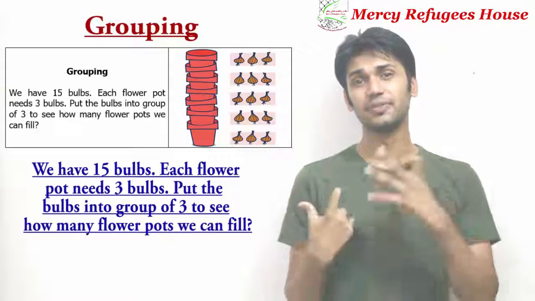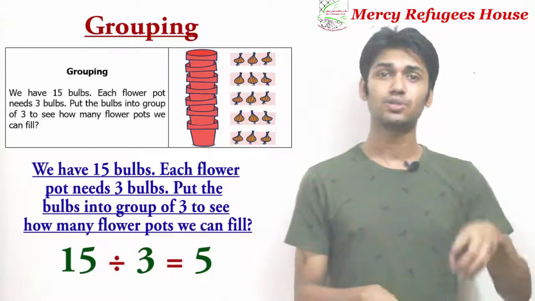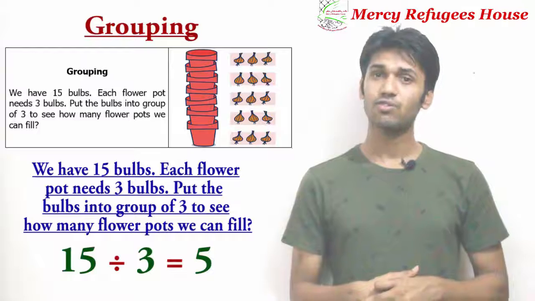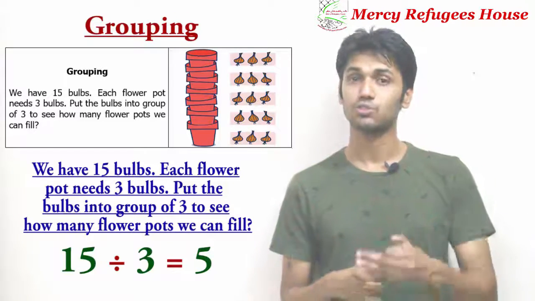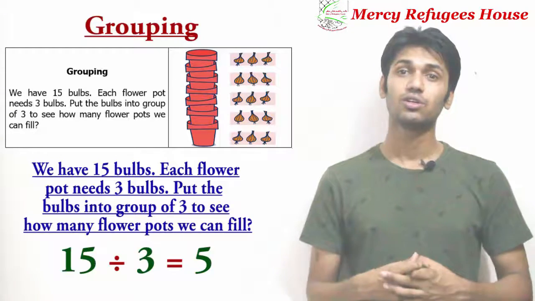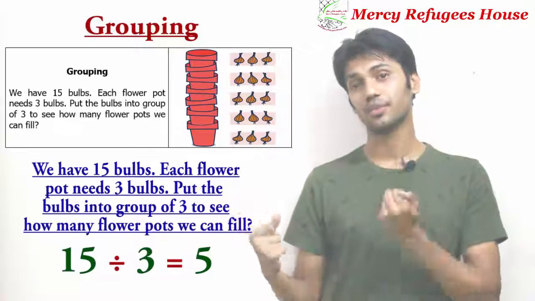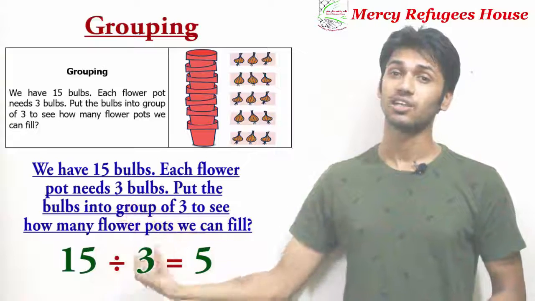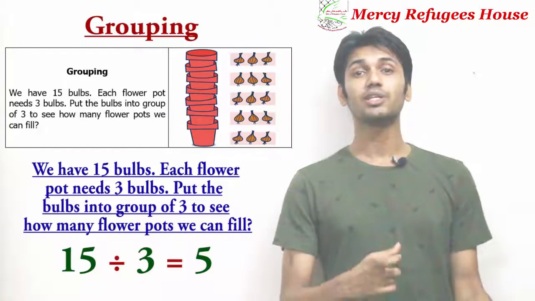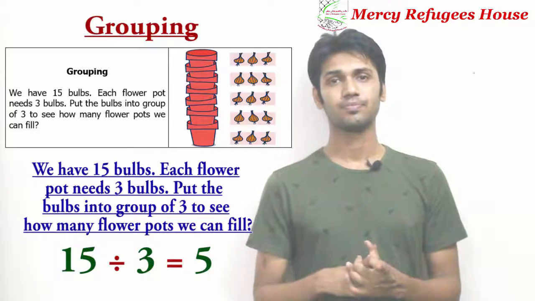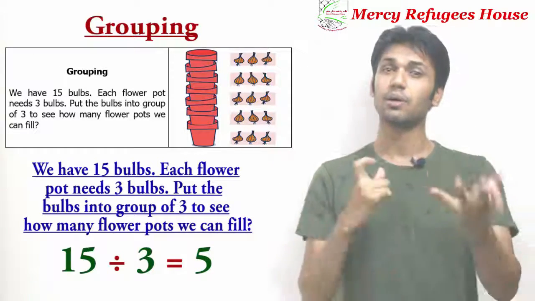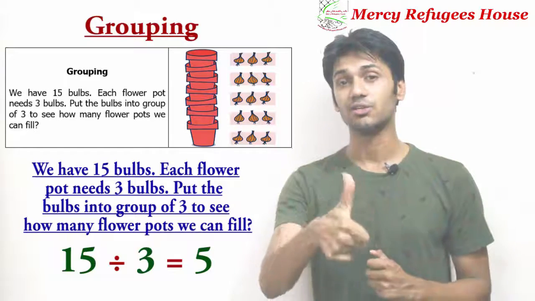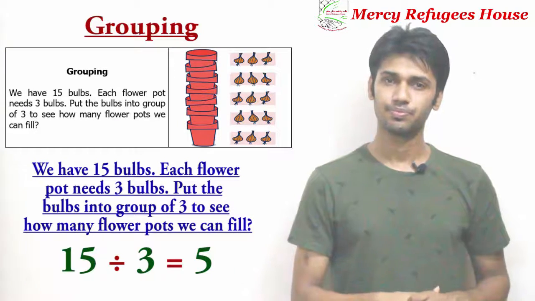So the total here is 15, and how many are we going to put in each flower pot? We're going to put 3 in each pot. So how many pots will we be able to fill? 15 divided by 3 should be equal to 5. Now if the students have learned the multiplication tables already, they already know how to do it.